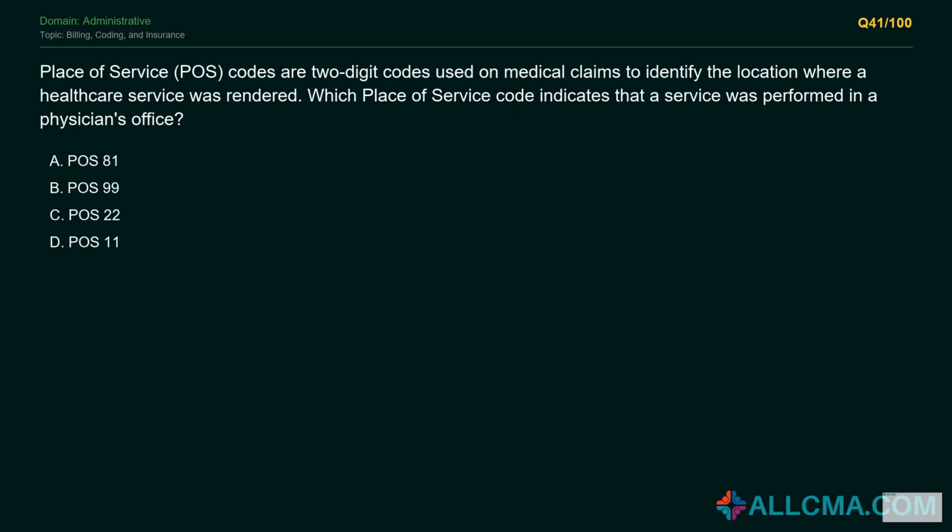Question 41. Place of service, POS, codes are two-digit codes used on medical claims to identify the location where a healthcare service was rendered. Which place of service code indicates that a service was performed in a physician's office? Option A, POS 81. Option B, POS 99. Option C, POS 22. Option D, POS 11.